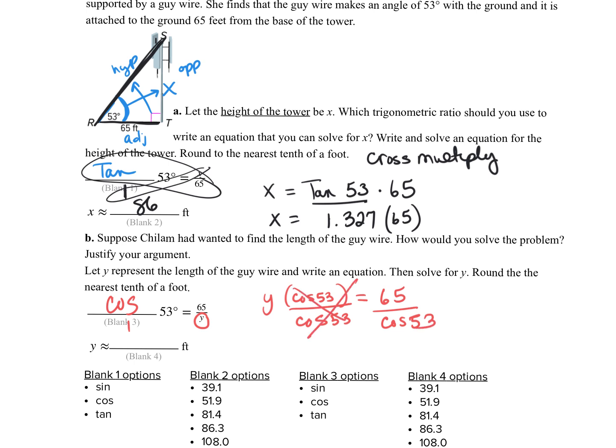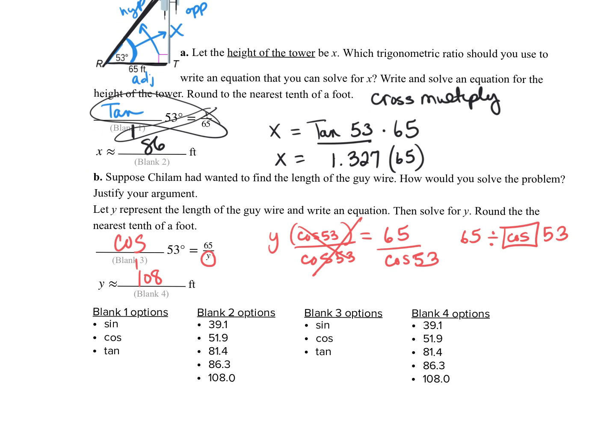So in the calculator, what you're going to type in is 65 divided by cosine 53, and that will give you the length of the guy wire. And when I punch that in, I get 108 feet. Until I scrolled down, I didn't even notice. So this would be our answer here, 86.3. And then, of course, we got 108.1, sorry. Okay. All right, next one.